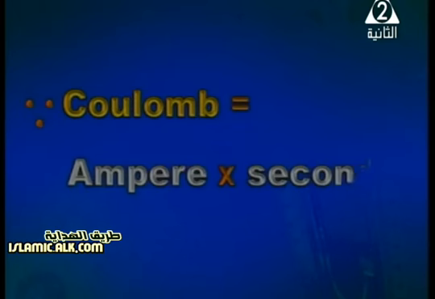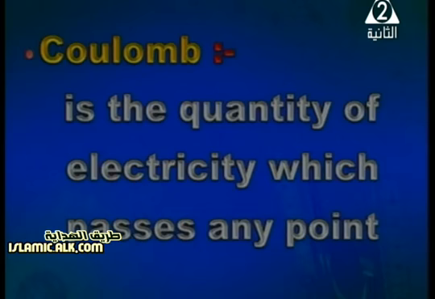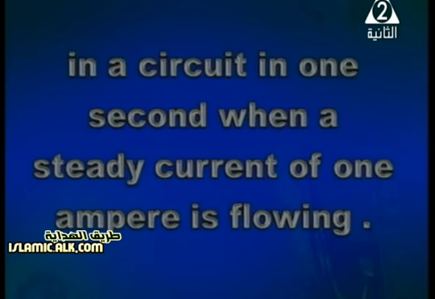And what about the definition of coulomb? Since coulomb equals ampere times second, what about coulomb? It is the quantity of electricity which passes any point in a circuit in 1 second when a steady current of 1 ampere is flowing.